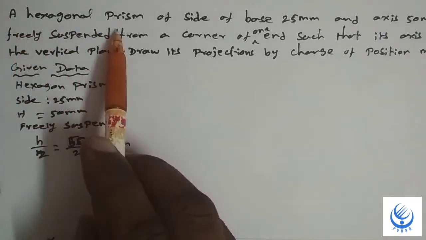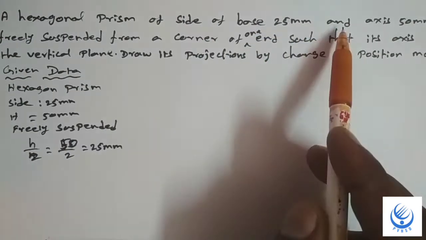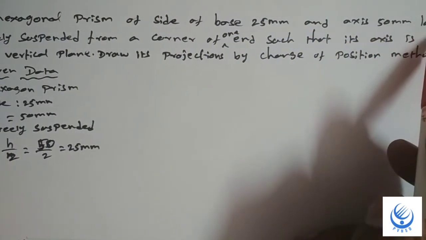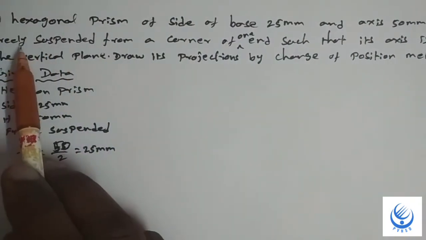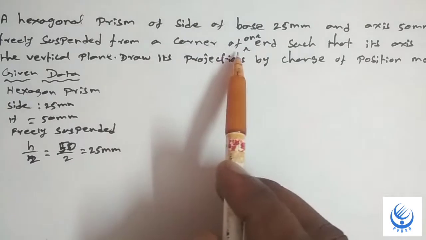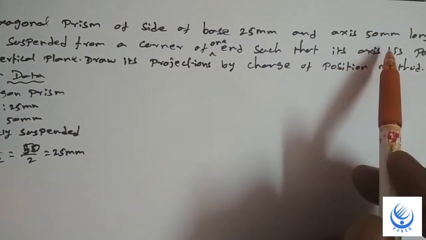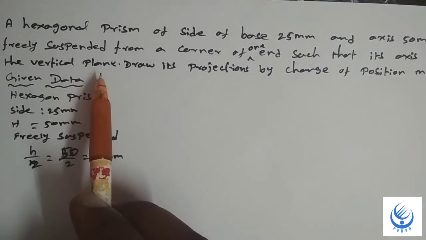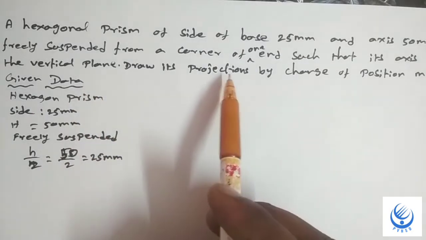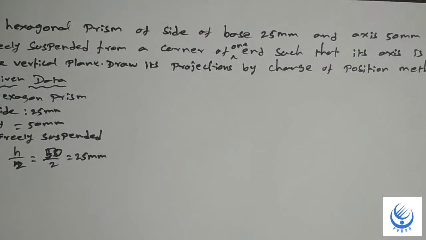A hexagonal prism of side of base 25 mm and axis 50 mm long is freely suspended from a corner of one end such that its axis is parallel to the vertical plane. The axis is parallel to VP. Draw its projection by change of position method. This is the problem.